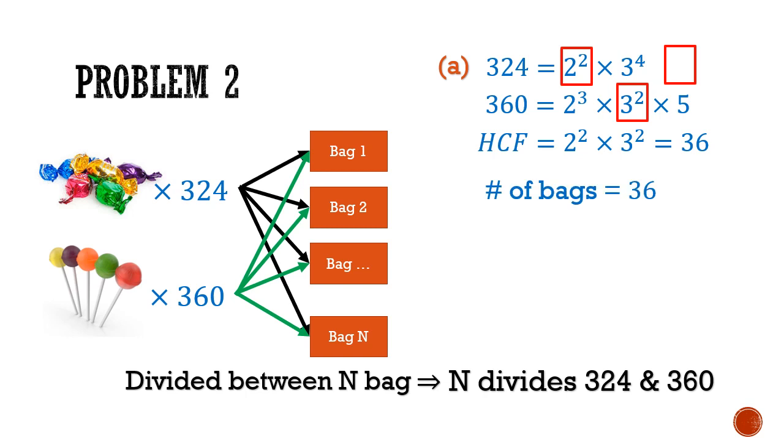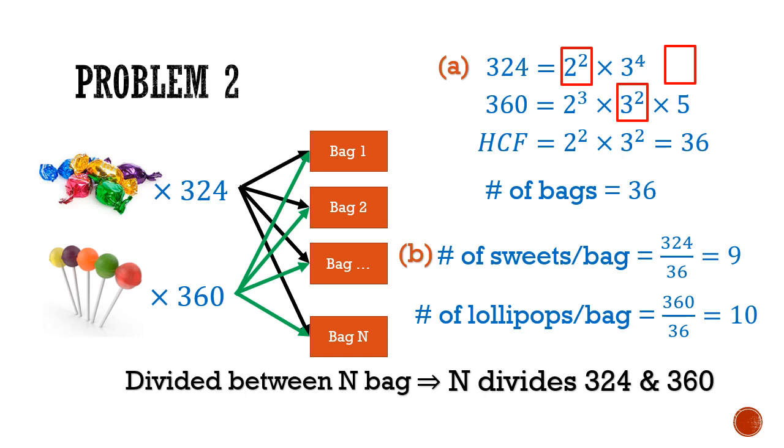So the number of bags will be 36, and we can verify this answer. 324 can be divided by 36. Each bag would have 9 sweets. Each bag would have 10 lollipops. So by doing part B, we have also verified our answer for part A.